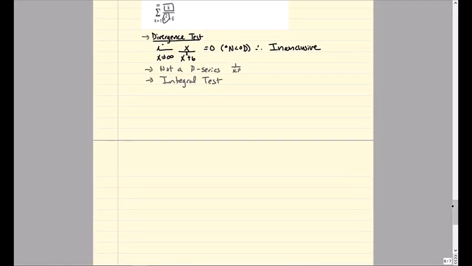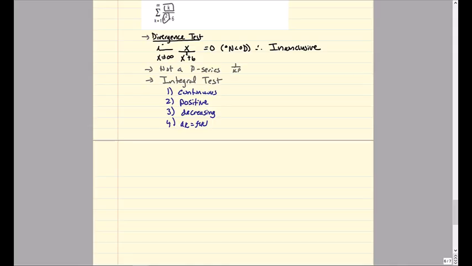So in order to use the integral test, I need to show 3 things: continuous, positive, decreasing, and I guess there's that fourth I always don't think about too much. That's the a of k equals f of k. So I have continuous, I have positive, and I have decreasing. So let's go ahead and check these.